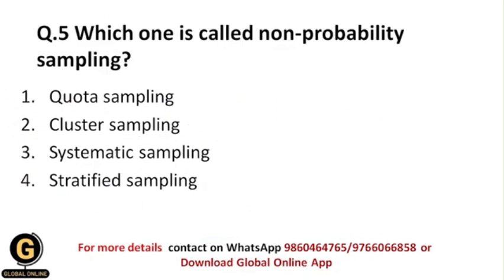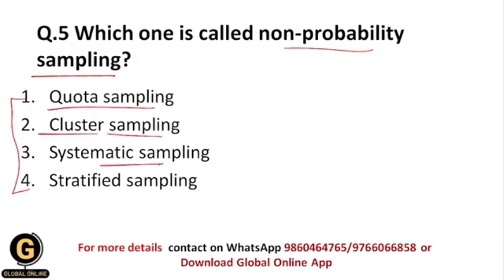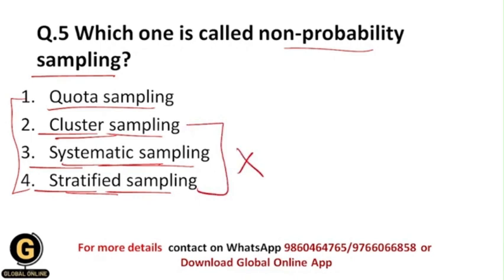Next, which one is called non-probability sampling? So here they have given us different types of sampling techniques, and we need to identify the type of non-probability sampling technique. So whether it is quota sampling, or whether it is cluster sampling, whether it is systematic sampling, or whether it is stratified sampling. So students, now if you read these sampling techniques, then you will understand that cluster sampling is random sampling, then systematic sampling is again random sampling, stratified is again random sampling. So all of these options get eliminated, and that's why your correct answer is quota sampling.